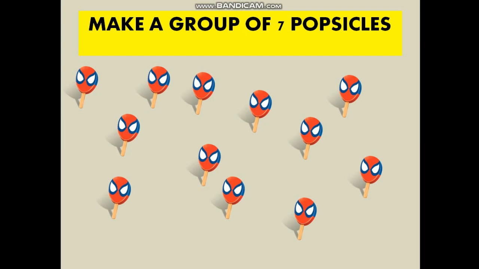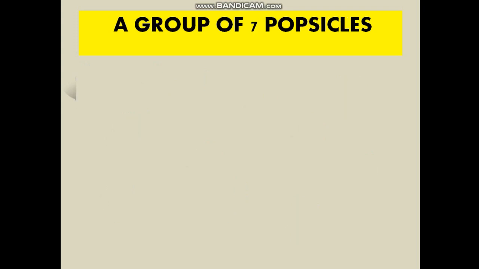Make a group of 7 popsicles. You know what popsicles are? All of you enjoy eating ice creams. So the other name of ice cream is popsicles. So what are we going to do? We are going to start counting 7 popsicles and keep them inside the group. So let us do it. A group of 7 popsicles.